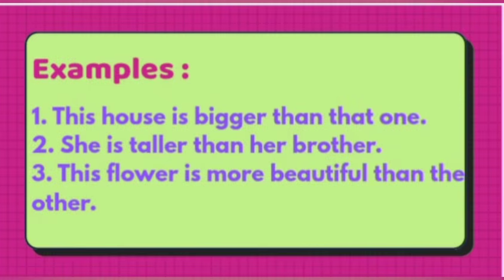Examples. This house is bigger than that one. Now here you see the comparison is made between two houses, that this house is bigger than that one. So when we are comparing two things, we use this degree, comparative degree. And how do we change the adjective? Big, bigger. So er is added.